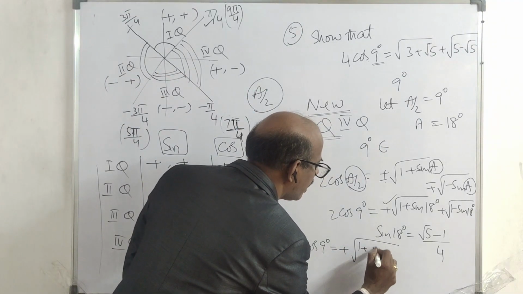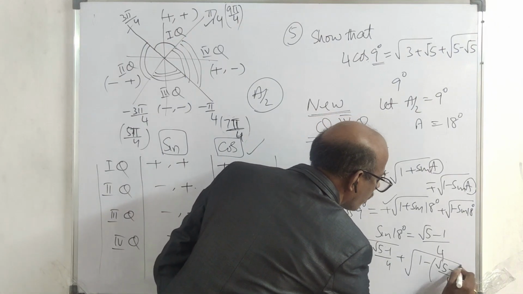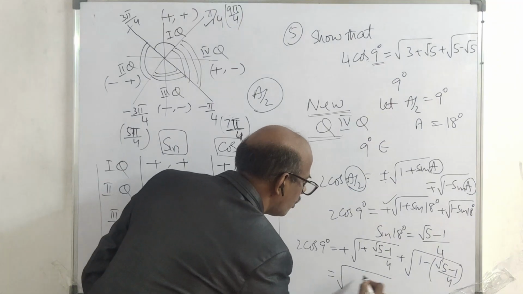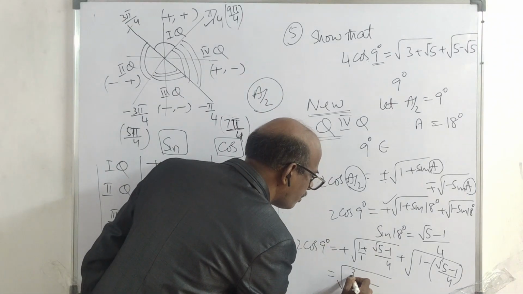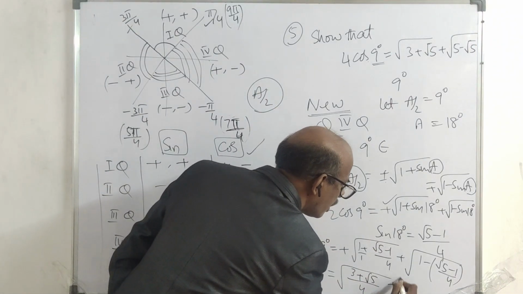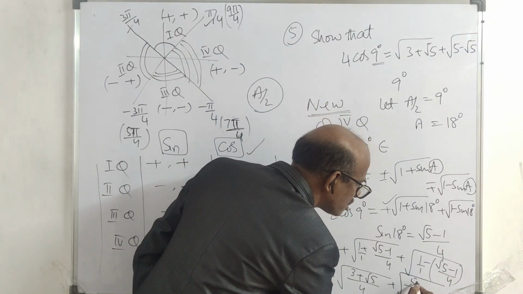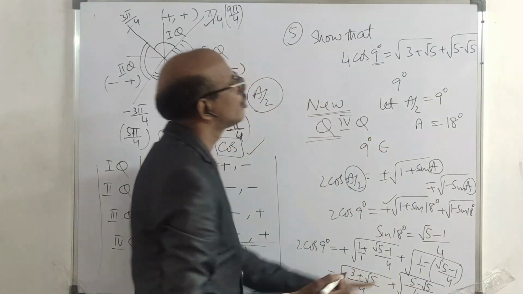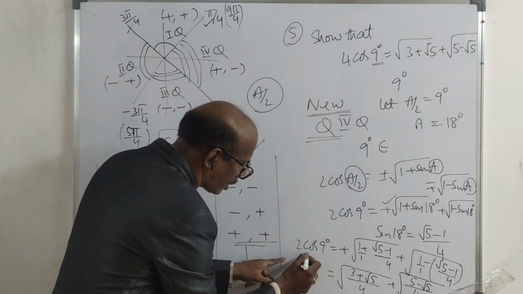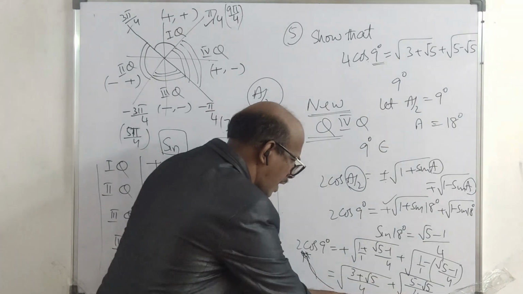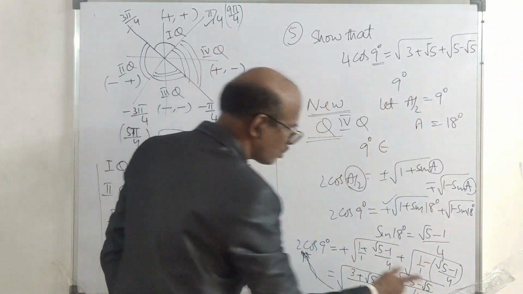So this will be 1 plus sin 18, value root 5 minus 1 by 4, plus root 5 minus 1 by 4. Now after simplification, it will be 4 LCM, 4 minus 1. Concentrate, don't deviate. It will be 3 plus root 5, again the same story, 4 LCM, 4 plus 1, and it will be 5 minus root 5. If you take LCM, 4, 4, it will be 2, 2. Cross multiplication: 4 cos 9 equals root of 3 plus root 5 plus root of 5 minus root 5.